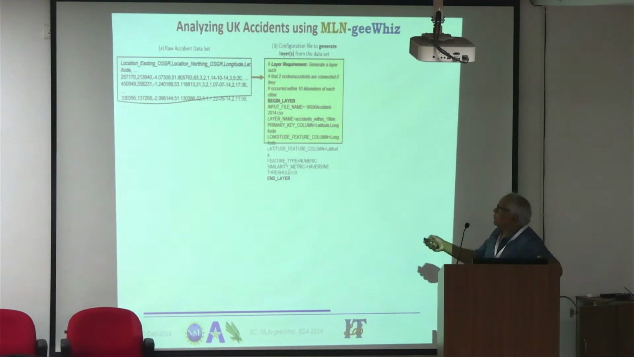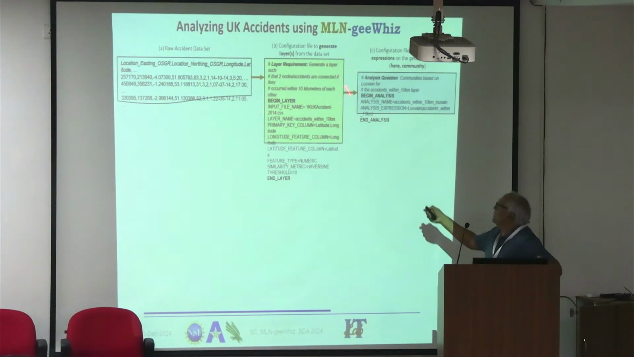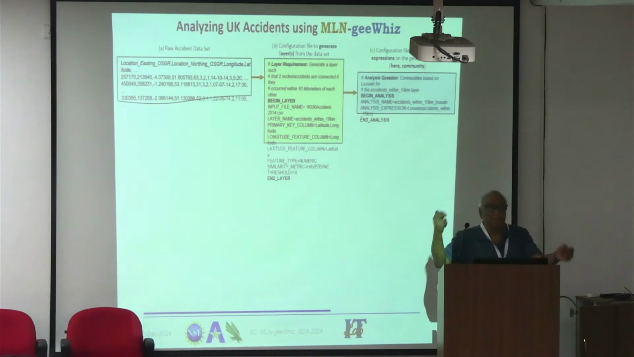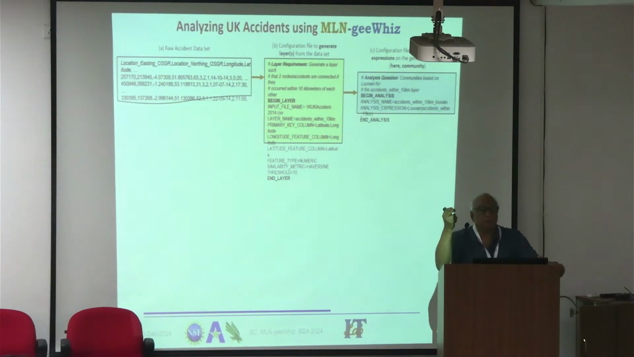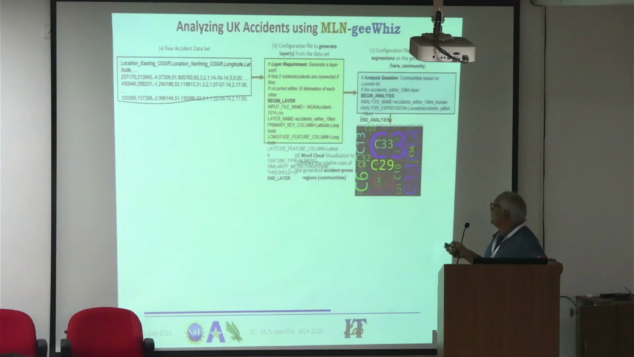For this one, you create a configuration file to generate layers. This configuration file is just a sample layer. This uses the Haversine similarity metric, for example, with a threshold value of 10. And then once the layers are generated, you can write an analysis expression saying, okay, I want to compute the communities in this graph, and these communities will correspond to the regions that have accidents that are happening very often or that are close together. And then you can visualize it in different ways.